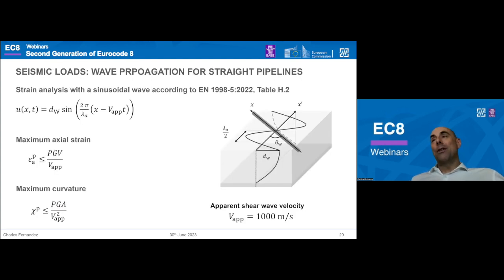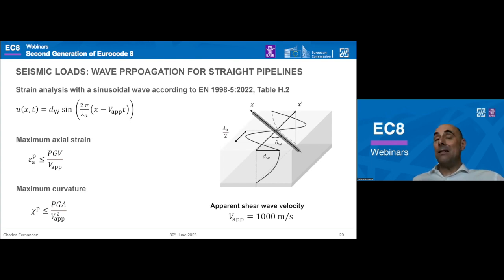So I was talking about this strain analysis. I think everyone knows that we can calculate the maximum axial strain and the maximum curvature with respect to PGV and PGA, and the apparent shear wave velocity. We should keep in mind that the shear wave velocity is not the same as the apparent shear wave velocity, because this apparent shear wave velocity is the velocity of the traveling wave, and this velocity can be approximated to about 1000 meters per second.